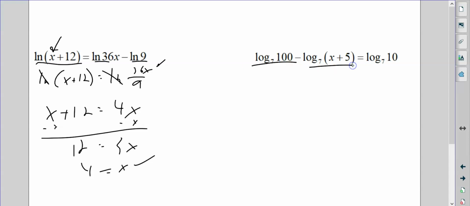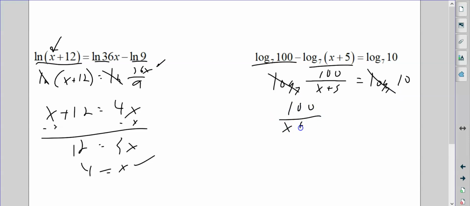This one I need to combine. Okay, again, the right side's fine. So I have log 7 of 10. On the right side, I have a subtraction, so I have a fraction bar. Okay, so I'm going to write log 7 of 100 over x plus 5. Okay, well, I have log on each side. I can cross it off. 100 over x plus 5 equals 10.